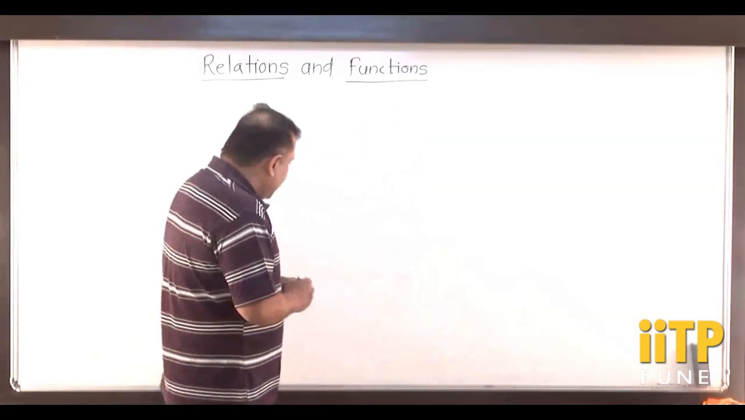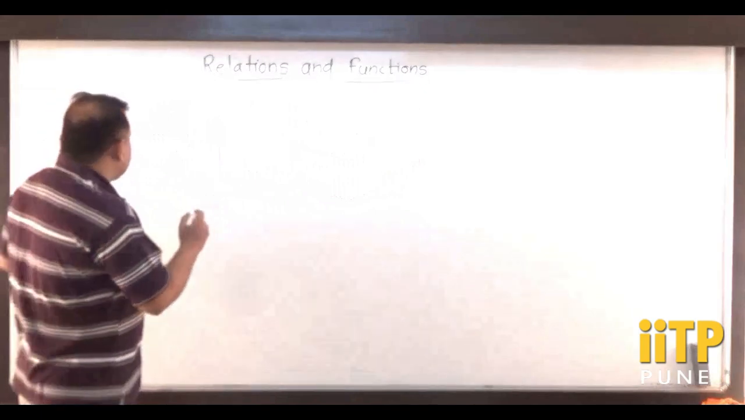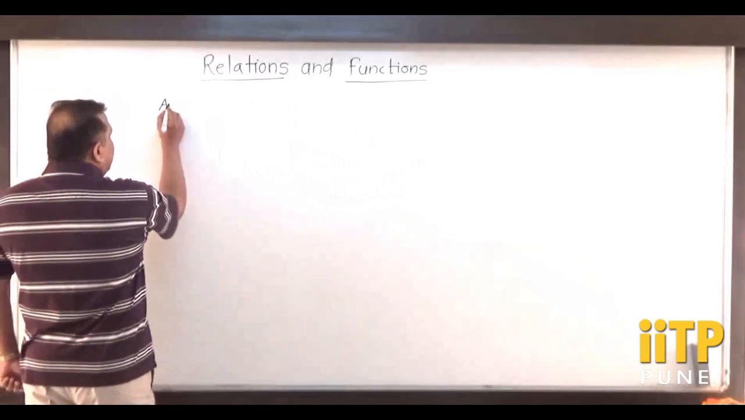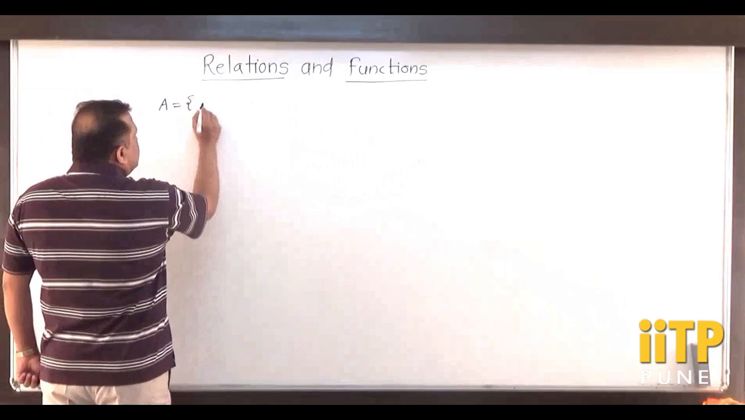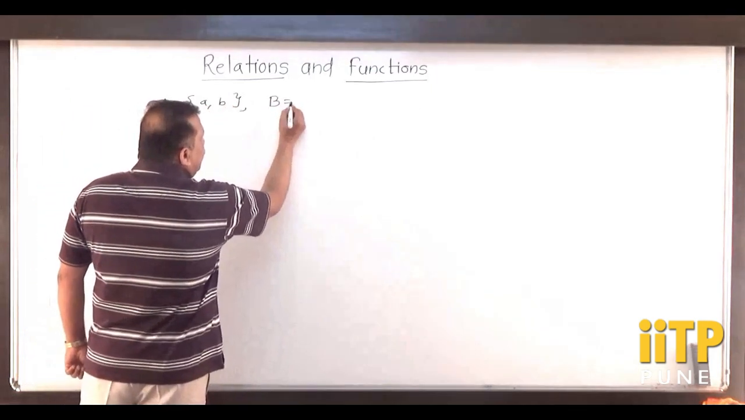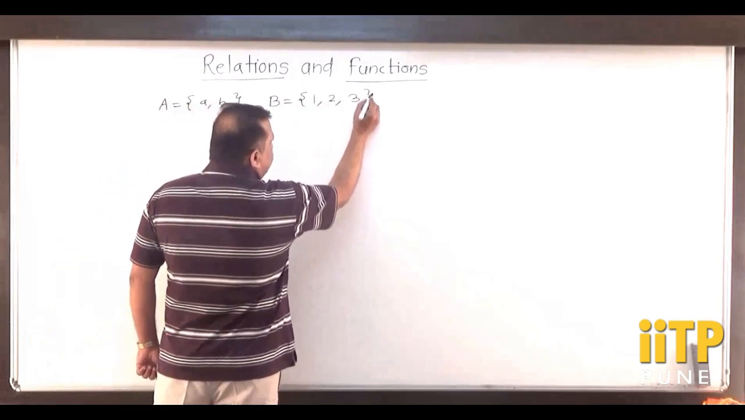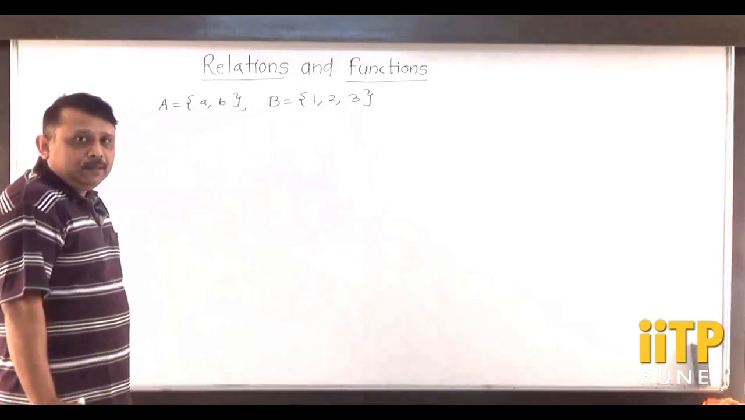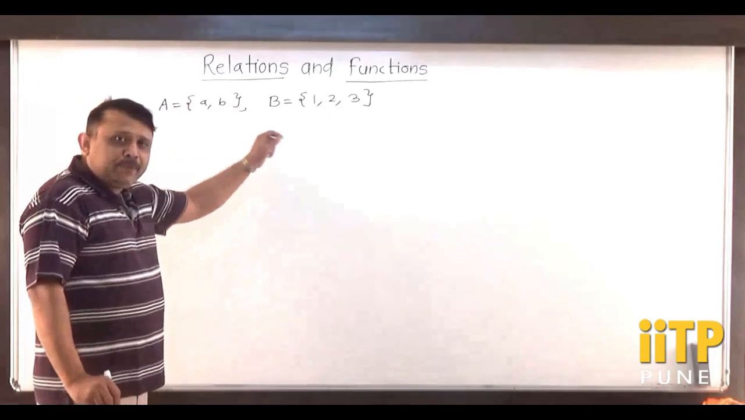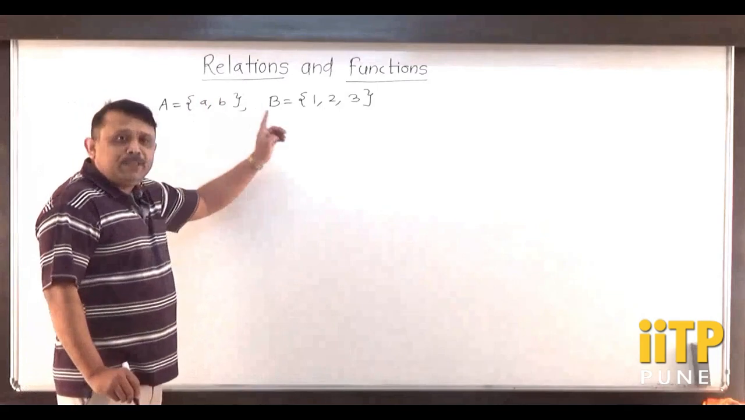To start with relation, let me consider two non-empty sets. Suppose A is equal to the set {a, b}, and B is equal to the set containing 1, 2, 3. These are the two non-empty sets. I want to define a relation between the two.